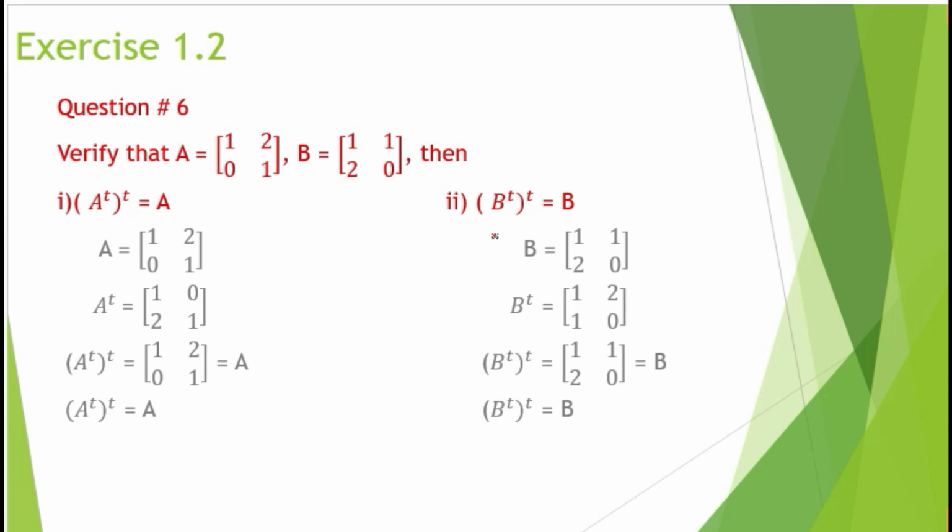Next, in the second part, take B is equal to 1 2 1 0 and take its transpose. So B transpose is equal to 1 1 2 0, changing the rows into columns. Next, again taking its transpose, changing rows into columns, it will become 1 1 2 0, so it's also equal to B. So the transpose of B transpose is equal to B.